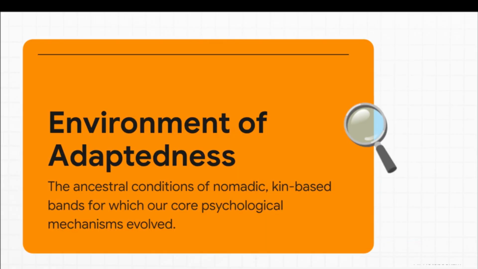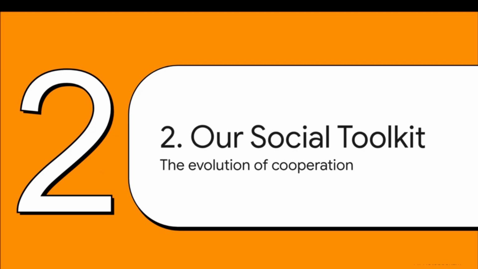To solve that puzzle, you have to understand this concept, the environment of evolutionary adaptedness, or EEA. Basically, it's the world our minds were built for, a world of small hunter-gatherer groups where survival was a daily struggle. And here's the kicker. We might be walking around with smartphones in 2024, but we're doing it with Stone Age software running in our heads. So how did we get from selfish genes to building cities and societies? Well, evolution had to outfit us with a pretty remarkable social toolkit, a whole set of psychological tricks and adaptations for navigating the super complex world of group living.